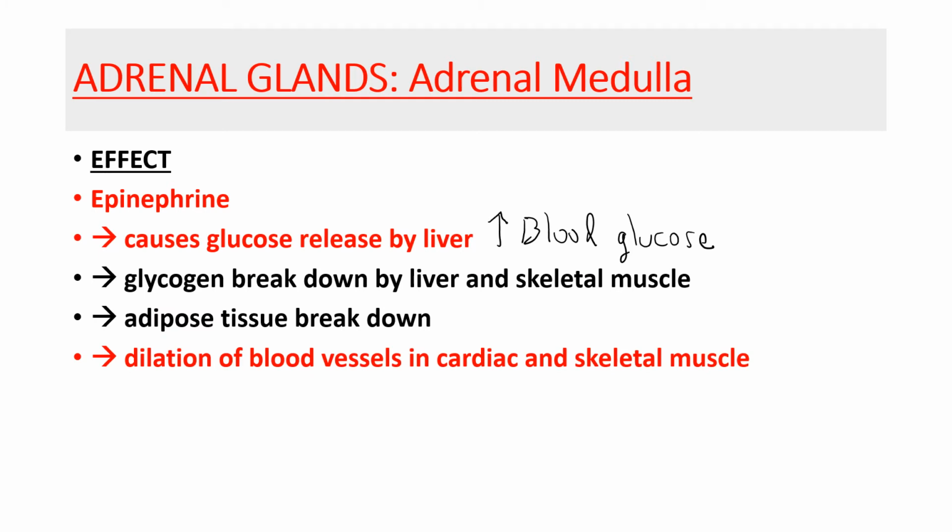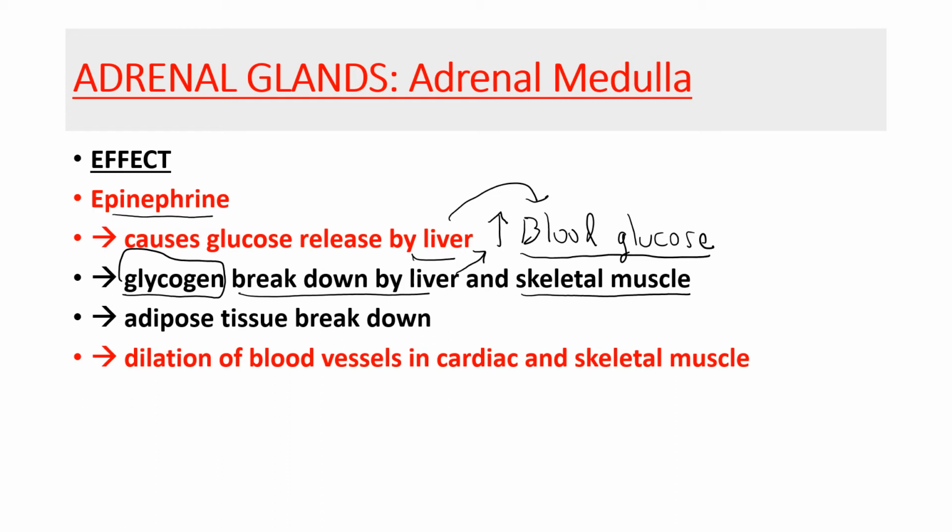Adrenal medullary hormones affect virtually every organ and cell in the body, but they have a most notable effect on organs like the liver, blood vessels, and skeletal muscle. Epinephrine specifically causes the liver to release stored glucose, which will lead to an increase in blood glucose. Glycogen, which is the storage form of glucose, will be broken down by the liver and released into the blood. Skeletal muscle, which is the other organ that stores glucose in the form of glycogen, will begin to break down its glycogen for its own use.